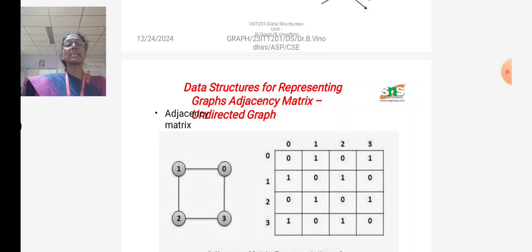We can represent a graph in terms of an adjacency matrix for either an undirected graph or a directed graph. The given example is an undirected graph. Now we are going to represent that undirected graph as an adjacency matrix. An adjacency matrix is nothing but a combination of rows and columns. For example, the number of vertices in this graph is 4, so it contains 4 by 4 rows and columns.